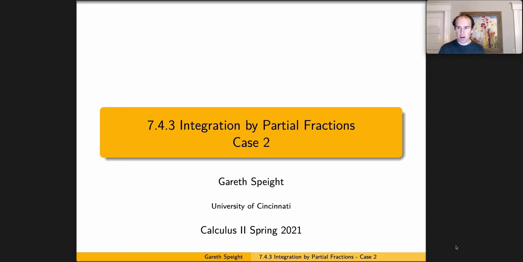Hello everyone, welcome to this video continuing to look at integration by partial fractions. If you remember where we got to so far, we have an algorithm that helps us write our rational function in terms of simpler terms. And there are several steps.